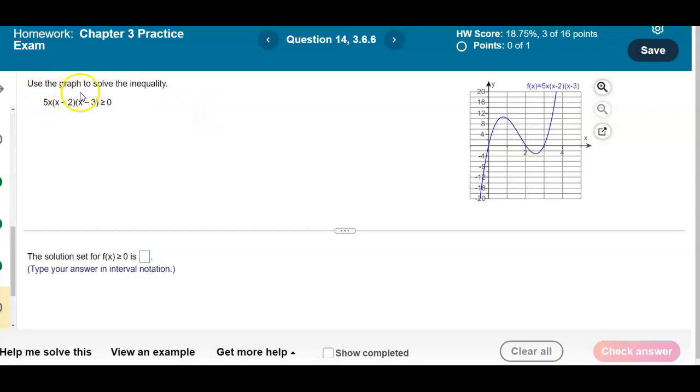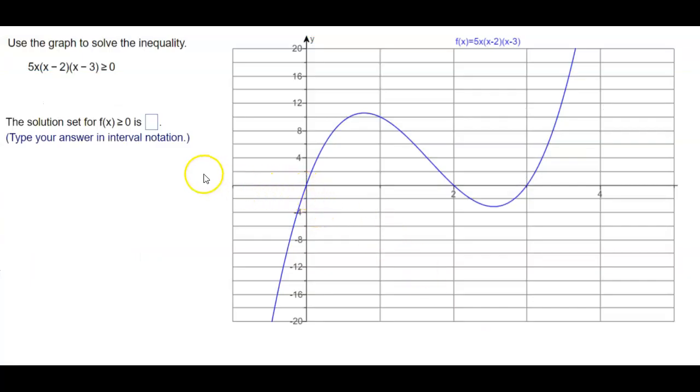Here we want to be able to use the graph to solve the inequality. We have f of x times (x - 2) times (x - 3) is greater than or equal to 0. Okay, so we're going to take a look at this graph. Since we're solving the inequality, we need to separate these as regions. So where it crosses the x-axis, you're going to create those regions. So let's go ahead and do that.